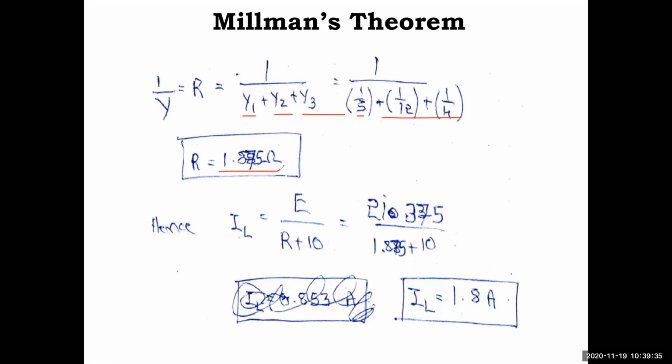Okay, so just check out the answer. So R is equal to 1.875. Okay, you can even take 1 by R as this value and then take the reciprocal also. Okay, that is also fine. Finally you apply the KVL to the circuit there.